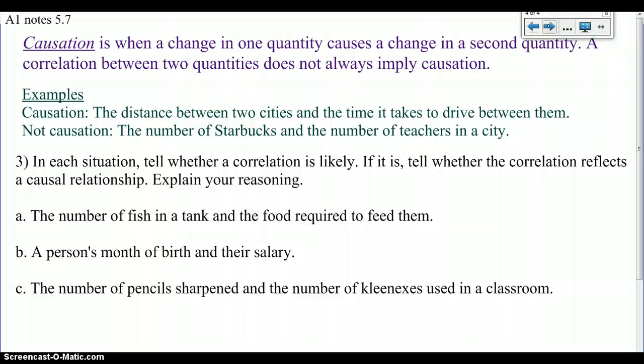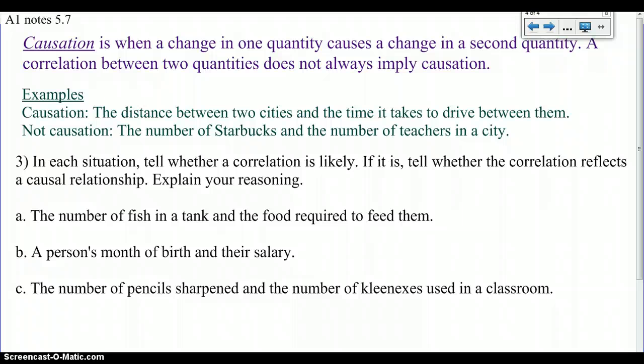First, you have causation. The distance between two cities and the time it takes to drive between them. You would think the further apart two cities are, the longer it would take to drive that distance. And that is the cause. Driving to Gardner, Kansas from Olathe is a much faster trip than driving to Dallas. And that has everything to do with the distance between here and there.